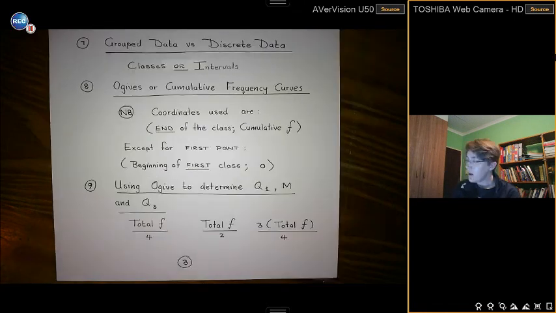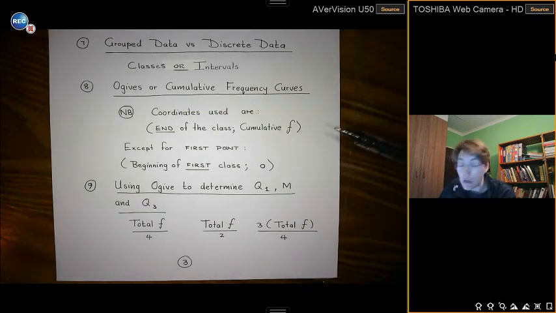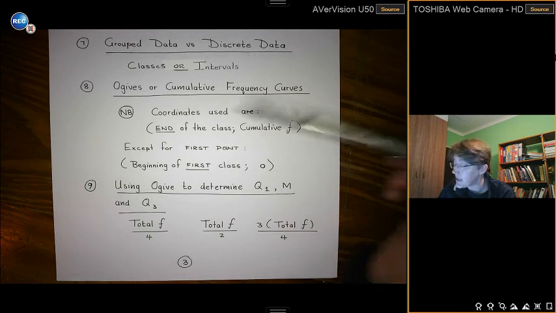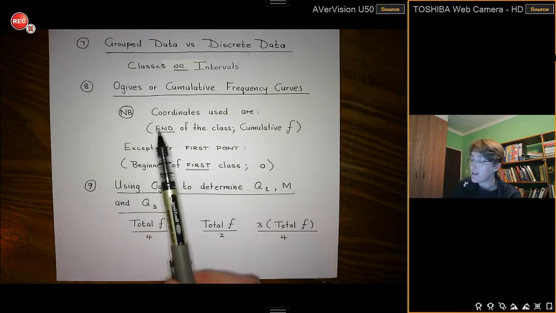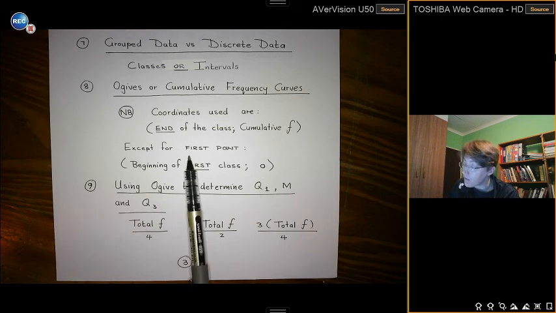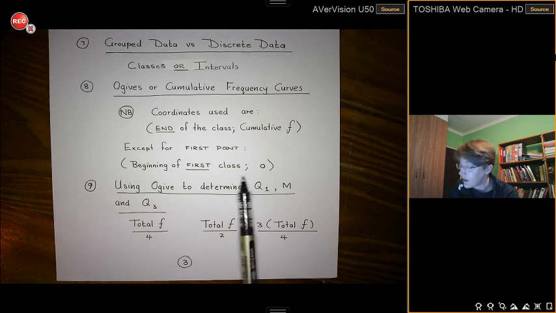Okay, so when talking about grouped data, we have classes or intervals. One of the most important things you need to be able to do here is draw an ogive, or cumulative frequency curve. Please remember, the coordinates we use to plot the data are the end of the class and the cumulative frequency every time, except for the very first point, which is the beginning of the first class and 0.